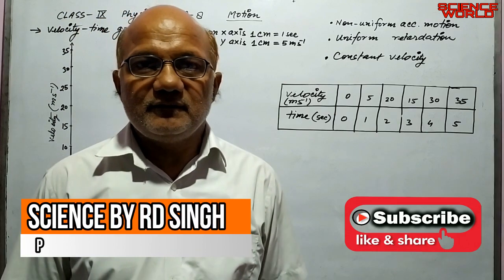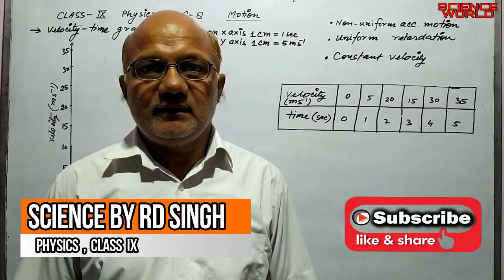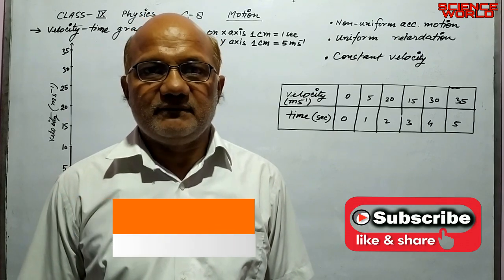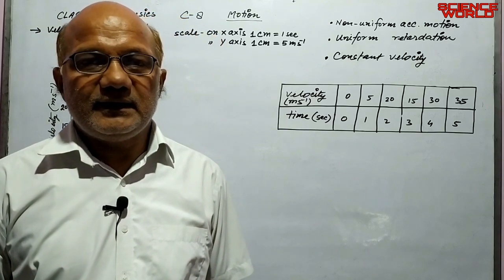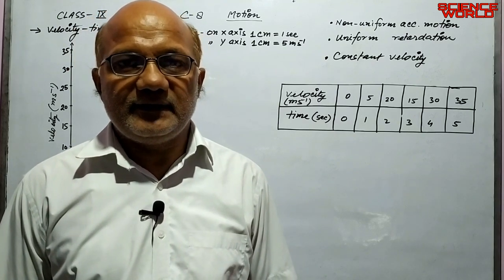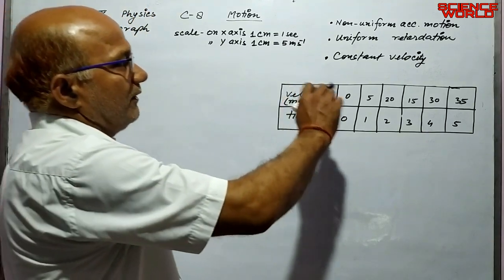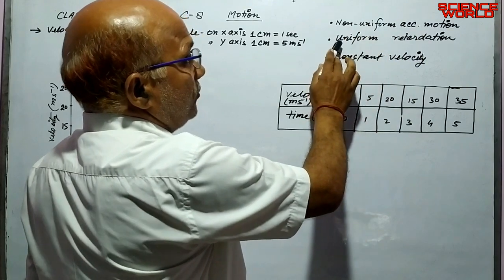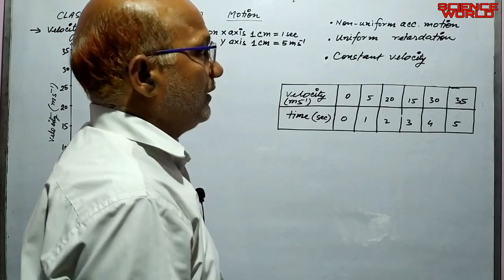Good morning students, this is physics session for class 9th and today I am going to continue the same topic, velocity time graph. In the last video I had discussed velocity time graph for uniform accelerated motion and today I will discuss velocity time graph for non-uniform accelerated motion, uniform retardation and constant velocity.